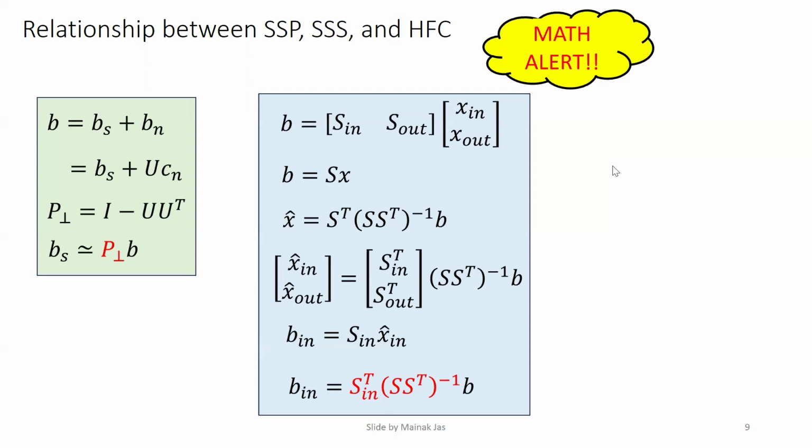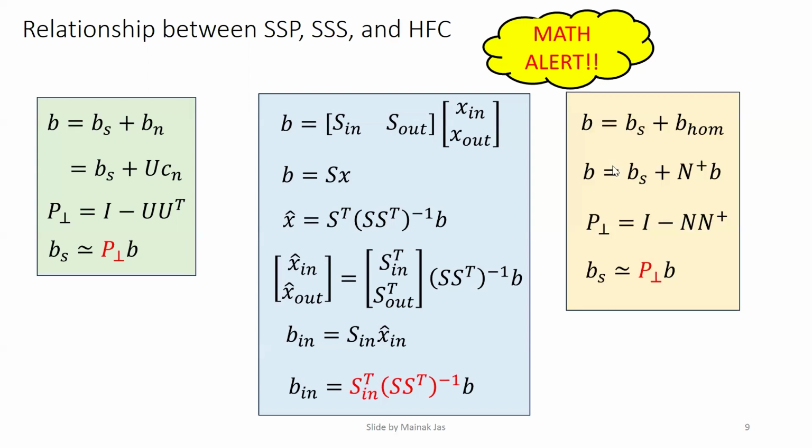And so you're trying to, in some ways, estimate the same thing. And similarly, in the homogeneous field compensation method, again, you have some kind of projection operator, but that is derived from the sensor location. So here you're trying to model your field as a sum of your signal and the homogeneous field.